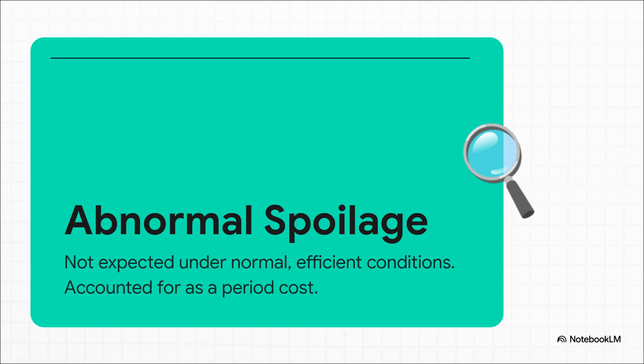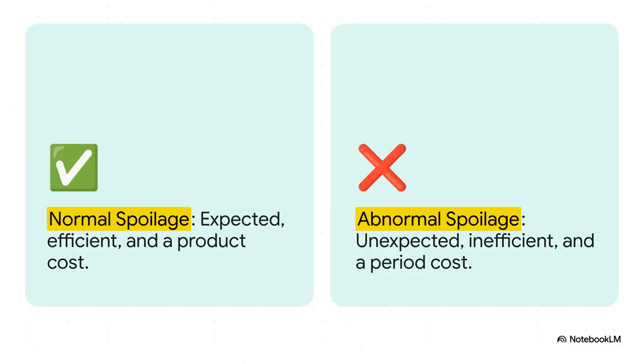Let's go back to that shoe factory we talked about earlier. If a machine violently malfunctions and shreds an entire massive batch of leather, or, say, an untrained worker just drops a whole pallet of finished goods off a forklift, that is definitely not a normal part of the process. That's completely unexpected and, frankly, highly inefficient. When we put these two side by side, a massive difference emerges.